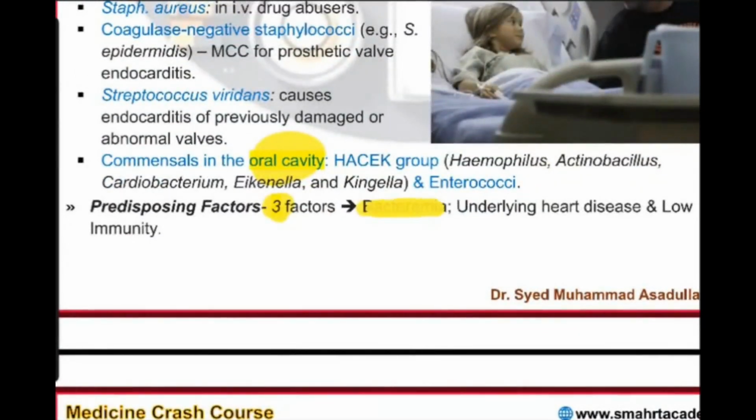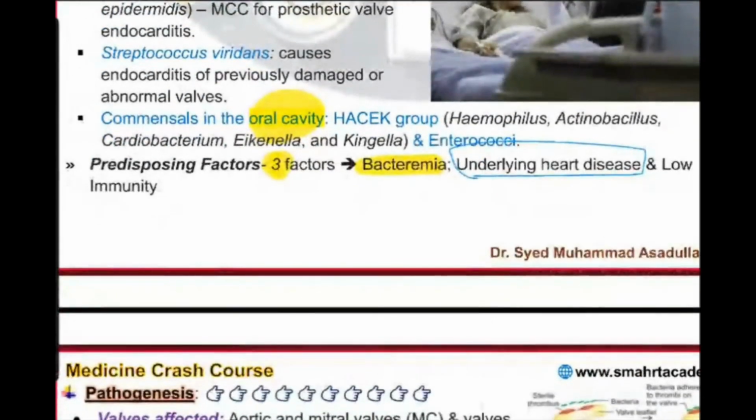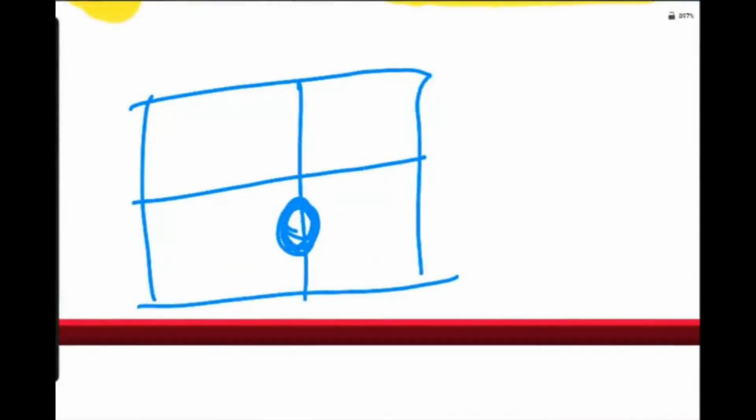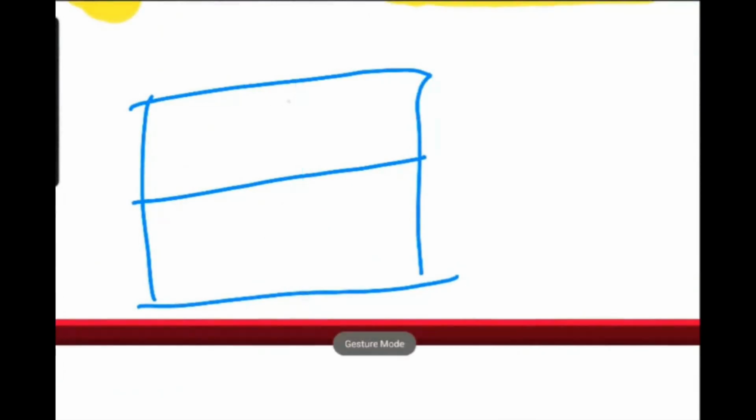The first condition is that bacteria should be present in the blood. The second condition is there should be some underlying heart disease, meaning what? There should be some structural abnormality in the heart. As we said in TOF, there was a structural abnormality, the VSD was there. So there is a structural abnormality in the heart. So what will happen? These bacteria like to stick around. They will stick to the valve.